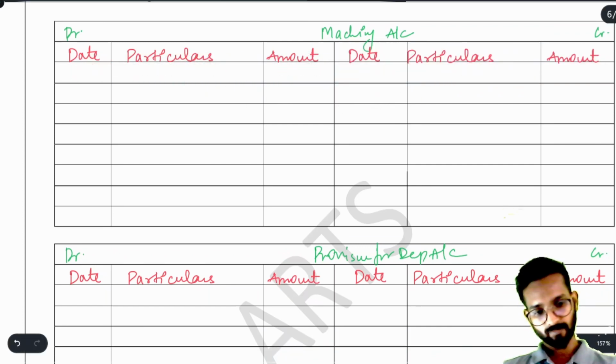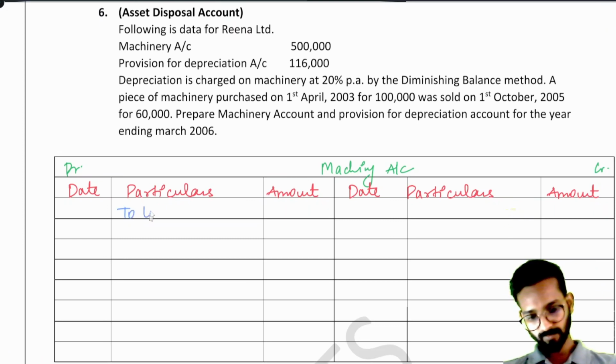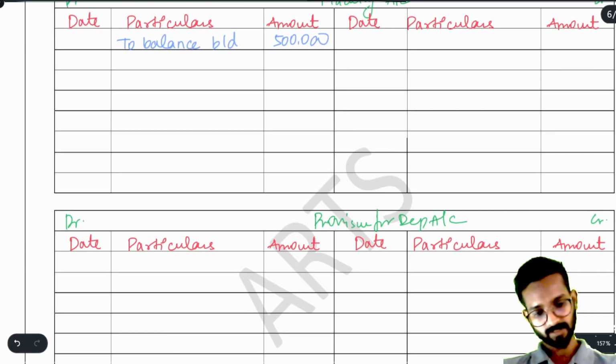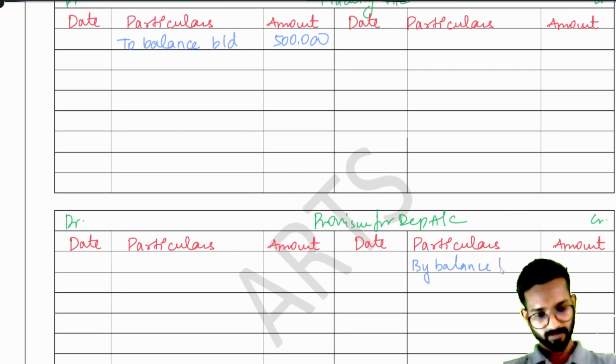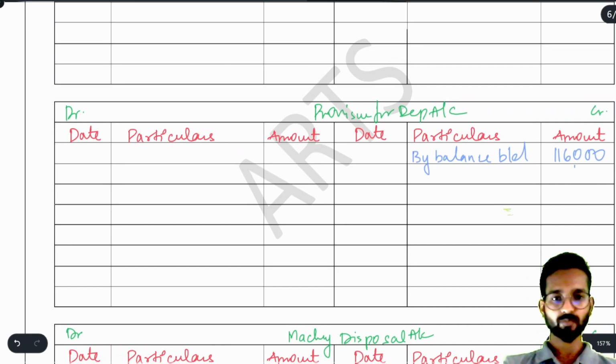Now, what is the given information? The opening balance of machine is given, 5 lakh rupees. So you will write here to balance brought down, that is 5 lakh rupees, posted into the ledger. Then provision for depreciation 1,16,000. Provision for depreciation by balance brought down 1,16,000. Simple enough, because the opening balance for provision will come on the credit side.